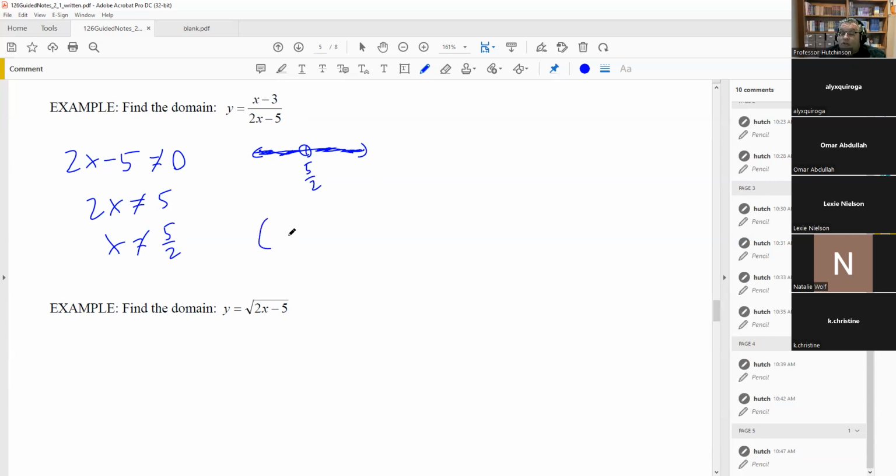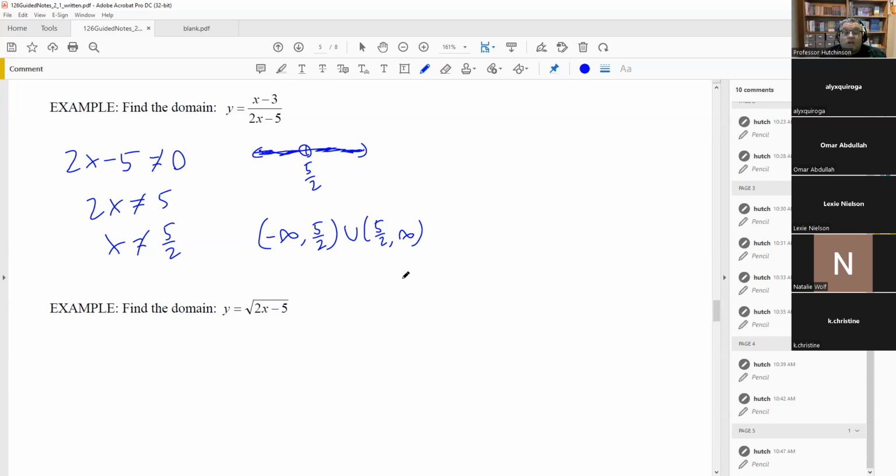All the numbers before 5/2, that's going to go down to negative infinity. So I have negative infinity to 5/2 with a parenthesis. I have to put a union symbol. The union means or. So my x values can either be before 5/2 or it can be after 5/2. So now I want to include the interval notation that comes after 5/2.